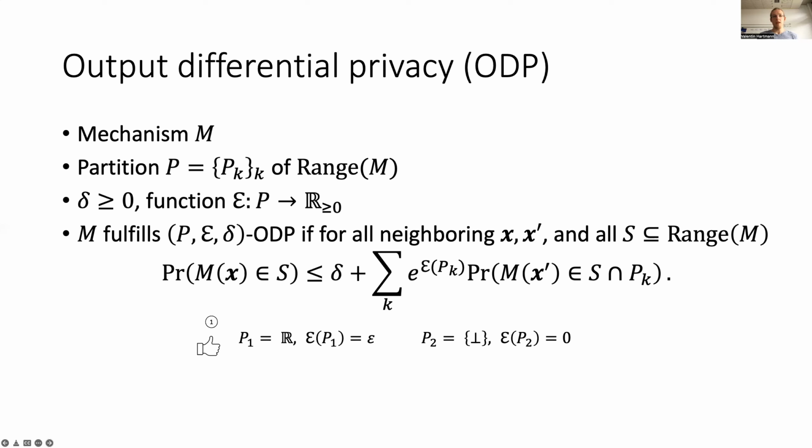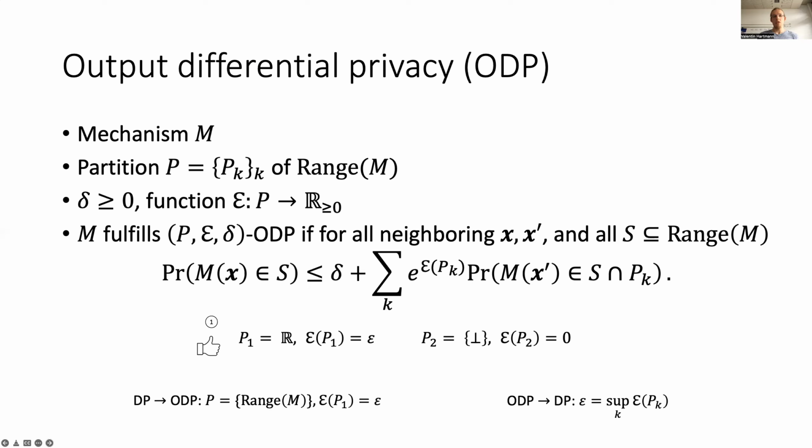You can see quite easily that ODP is a refinement of DP. Any mechanism that fulfills DP also fulfills ODP, where we simply take the entire output set of the mechanism as the only set in the partition. Furthermore, any ODP mechanism fulfills DP, where epsilon is the supremum over all epsilon values for the different sets in the output partition, at least if the supremum is finite.